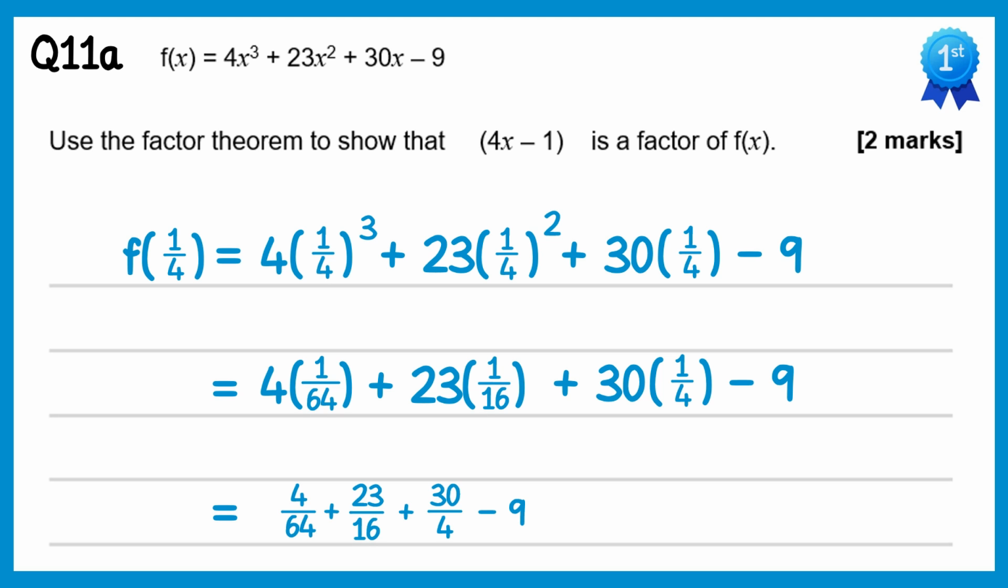The first one will simplify if you divide them both by 4 to 1/16. The 23 is already over 16. If we want to get the 30/16, we need to multiply top and bottom by 4, so we get 120/16. And to get the 9/16, we need to do 9 times 16, which is 144/16. You can now see that this equals 0, because if you do 1 plus 23 plus 120, and then minus 144, you end up with 0/16, which is 0. So we've used the factor theorem to show that 4x minus 1 is indeed a factor.